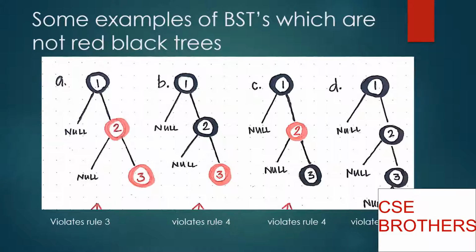Now we'll look at some examples of BSTs which are not red black trees and why they are not red black trees. This particular BST is not a red black tree because it has a red child and a red parent, which is not possible and violates rule 3.